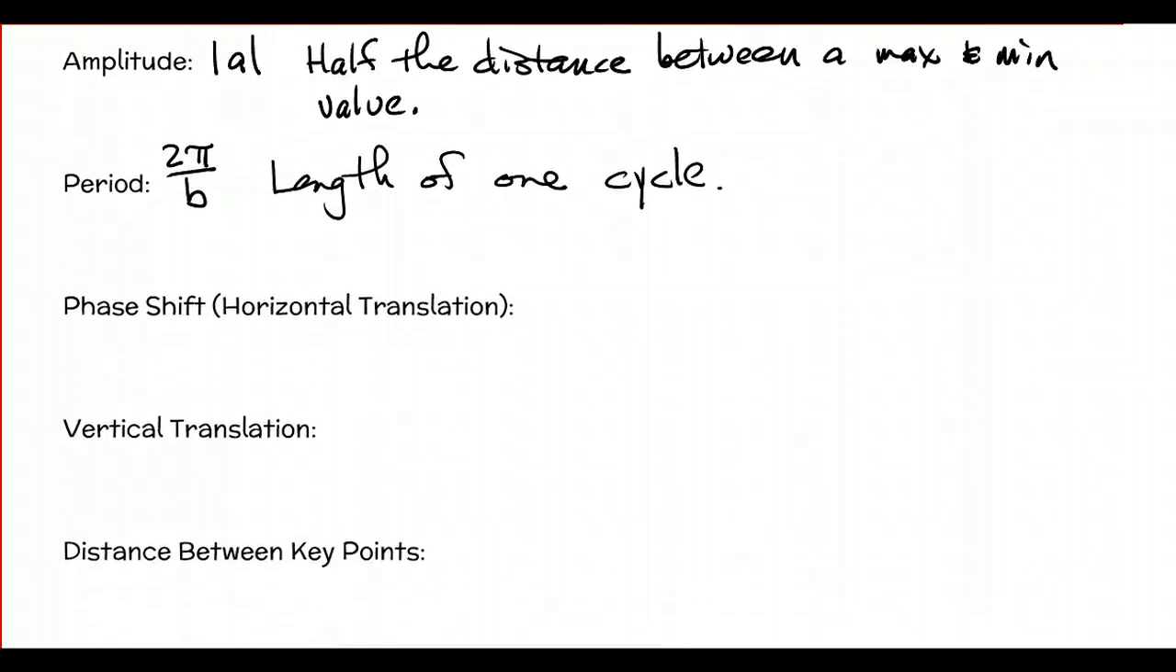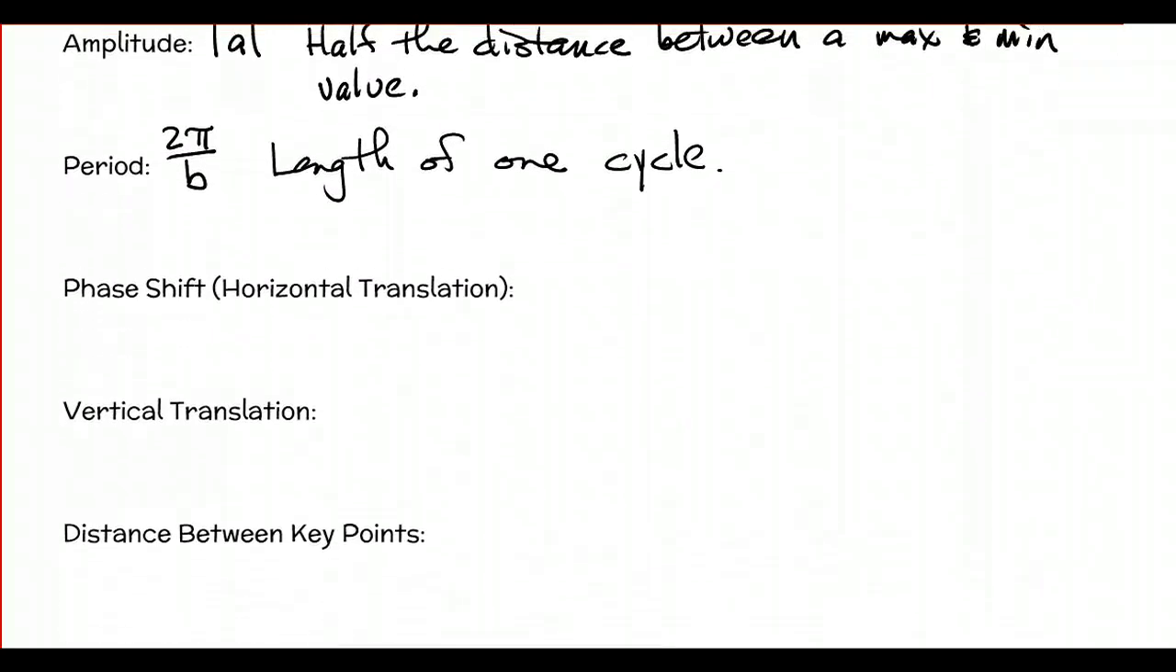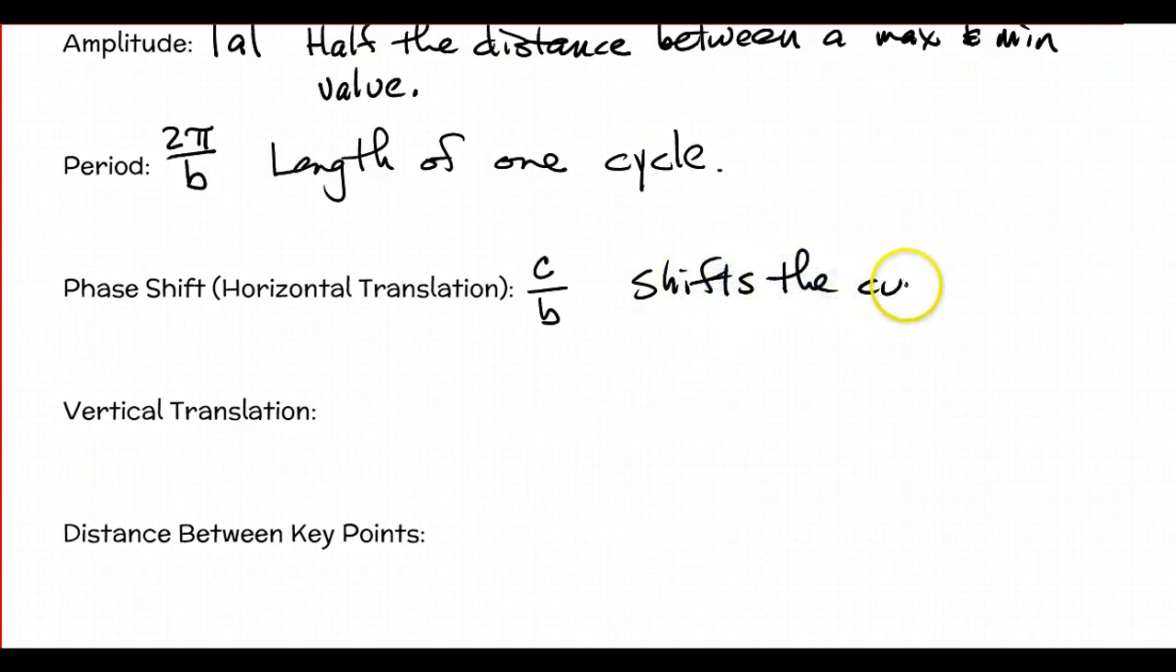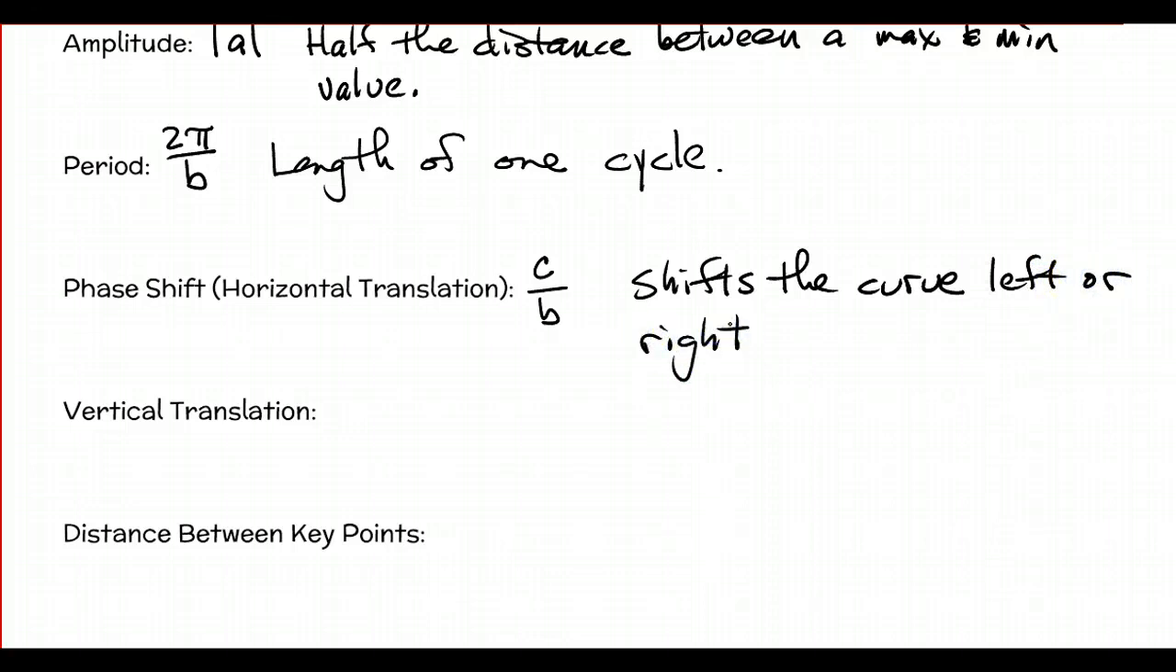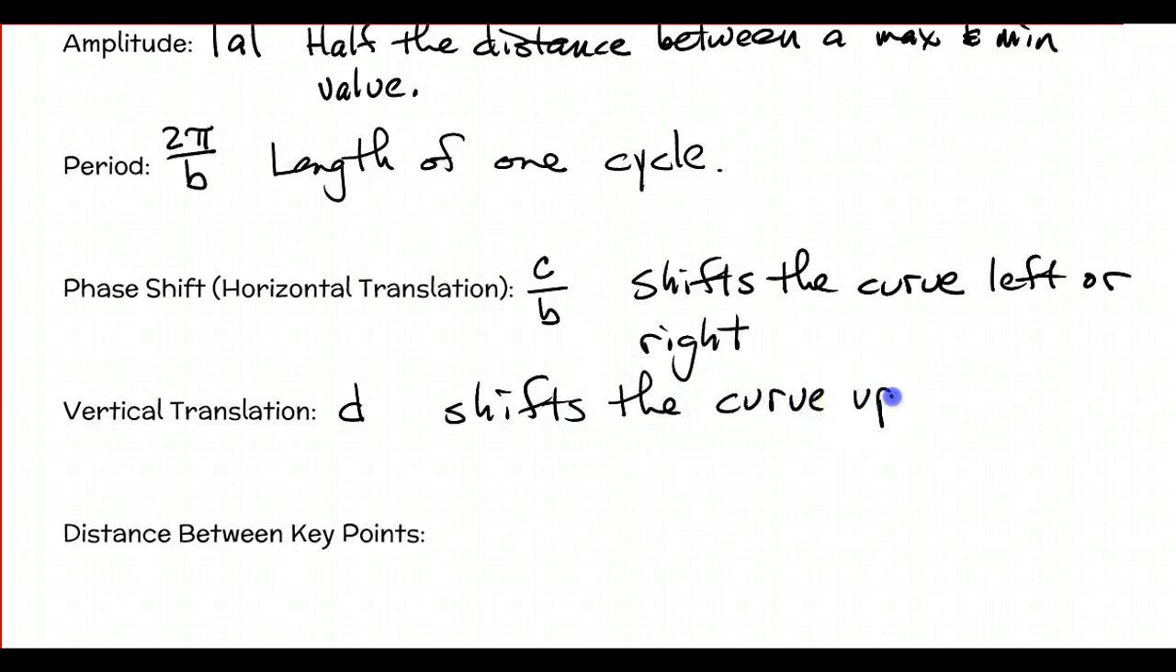All right, then moving on to the phase shift or the horizontal translation. We calculate this by taking C and dividing it by B, and then this just shifts the curve left or right. And then the vertical translation, that's calculated by the value of D. If D is positive, it's going to go up. If D is negative, it's going to go down. This shifts the curve up or down.